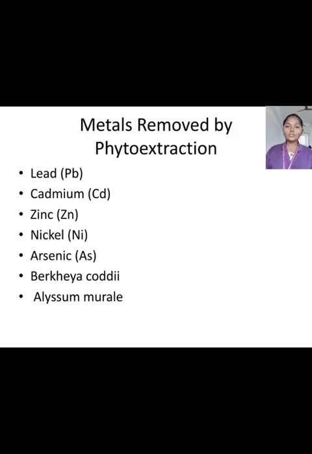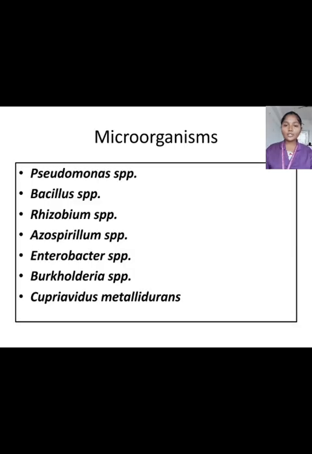What metals are removed by the phytoextraction method? That is lead, cadmium, zinc, nickel, arsenic, and so on. Which microorganisms are used in the phytoextraction method? Pseudomonas species, Bacillus species, Rhizobium, Aspergillus, Enterobacter, and Cupriavidus metallidurans.